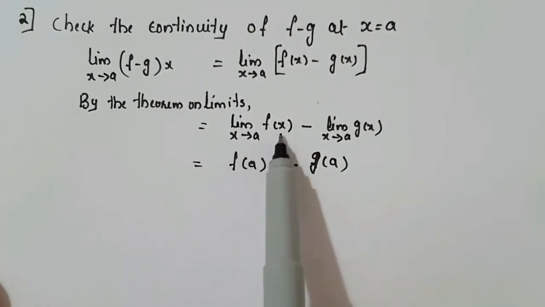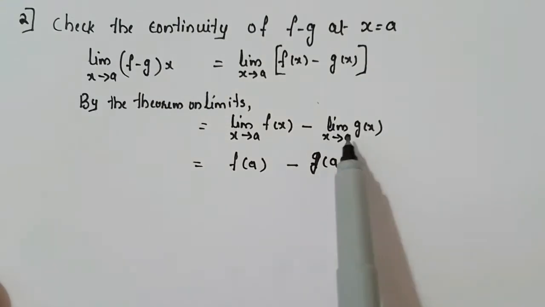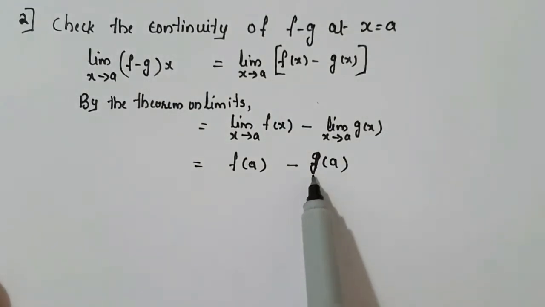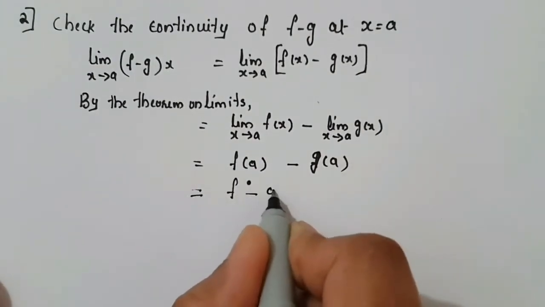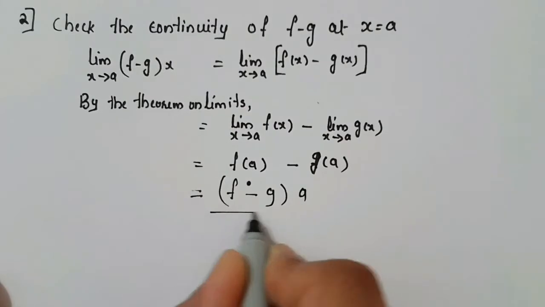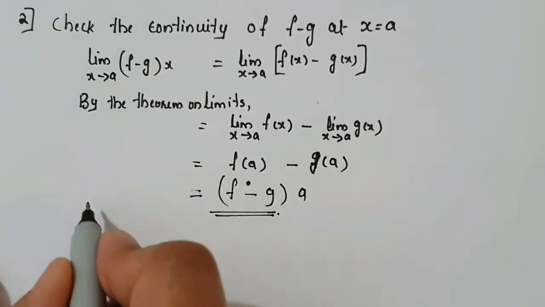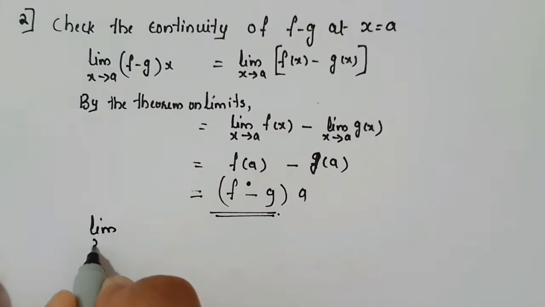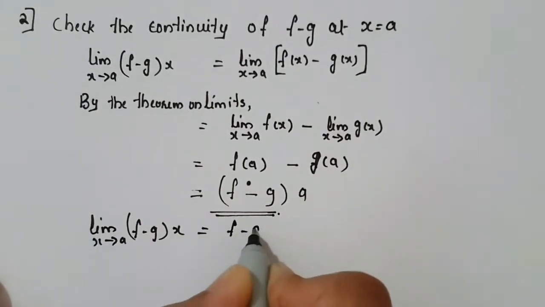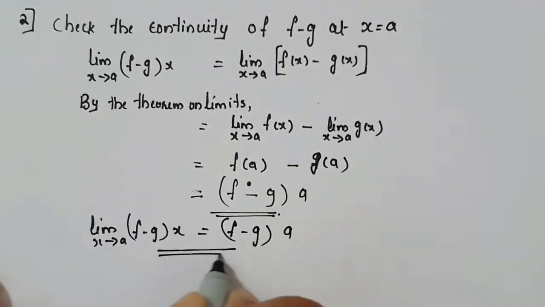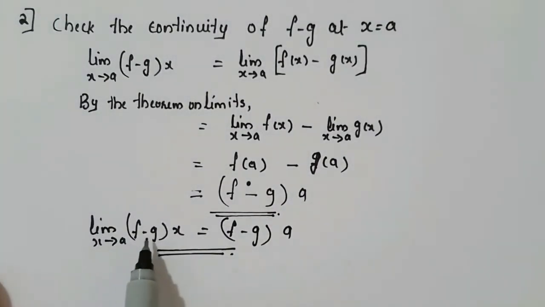So limit x tends to a, f of x is equal to f of a, minus limit x tends to a, g of x is equal to g of a. This is equal to (f minus g) of a. Hence, limit x tends to a, (f minus g) of x is equal to (f minus g) of a. That is, the difference of two continuous functions is continuous at x is equal to a. Hence, f minus g is continuous at x is equal to a.